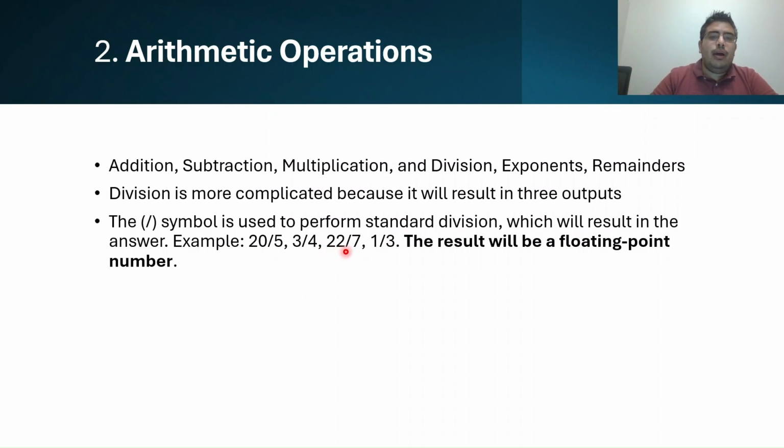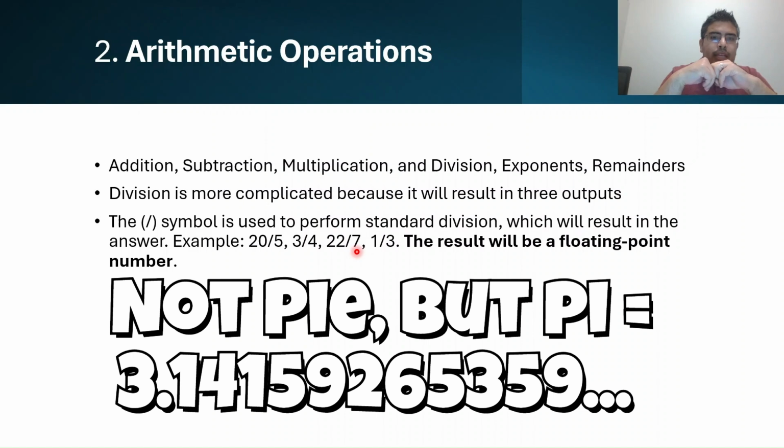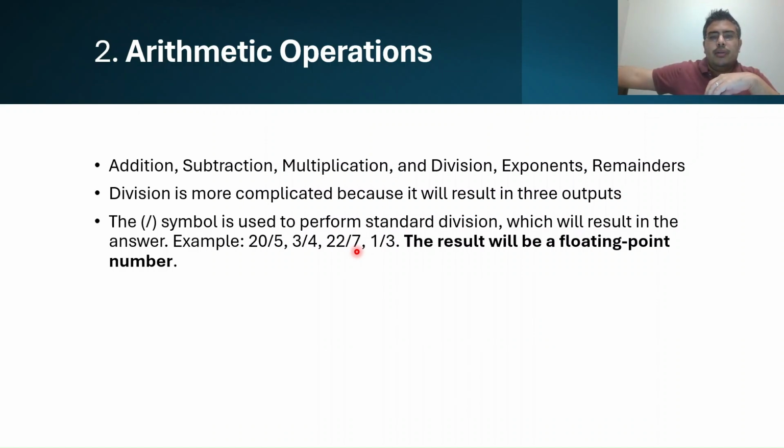22 divided by 7, that's the standard fractional representation of pi. It's not pi, it's just 3.14, and then it has another random infinite expansion after that. But it's just 3.14. And there's a better representation of pi, but I just put that there because I thought it would be a fun little reference. And then 1 divided by 3, that's going to be 0.3333333 infinitely.